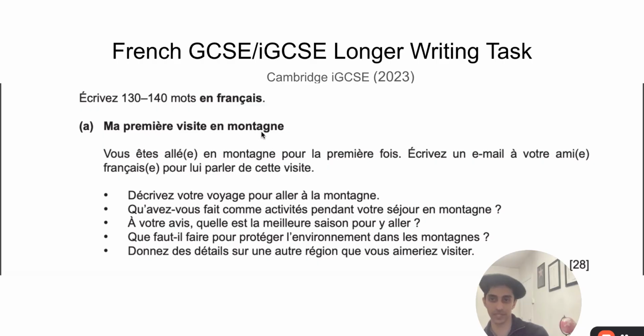My first visit to the mountains. So it says, you went to the mountains for the first time. Write an email to your friend, your French friend, to speak to him or her about this visit. And here are the 5 bullet points. There's 5 of them, so quite a few, all of which would need to be included, of course, in your answer. They are 1, describe your journey to go to the mountains. 2, what did you do as activities during your stay in the mountains? Number 3, in your opinion, what is the best season to go there, as in to go to the mountains?